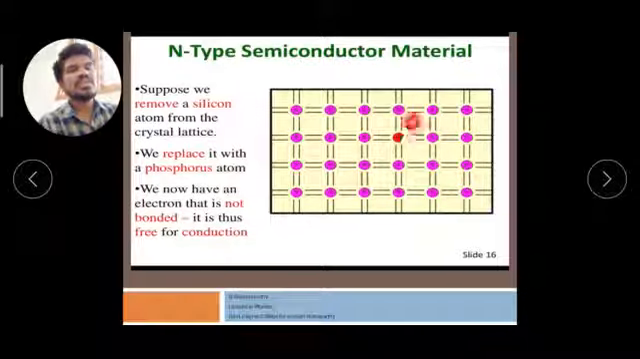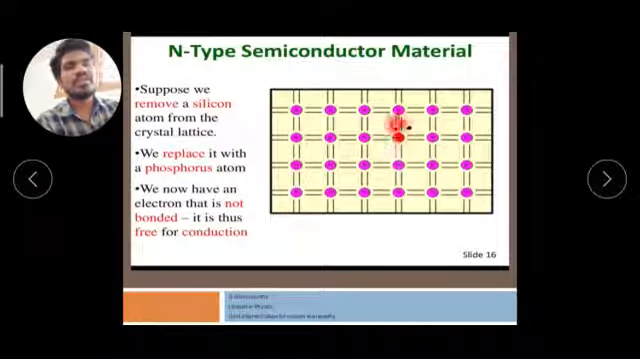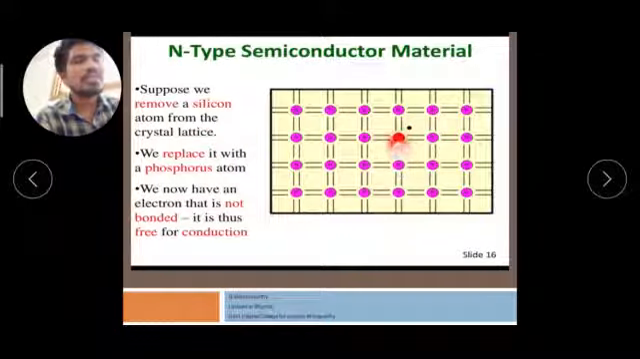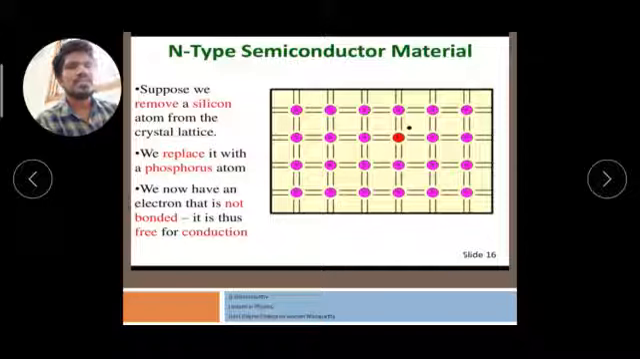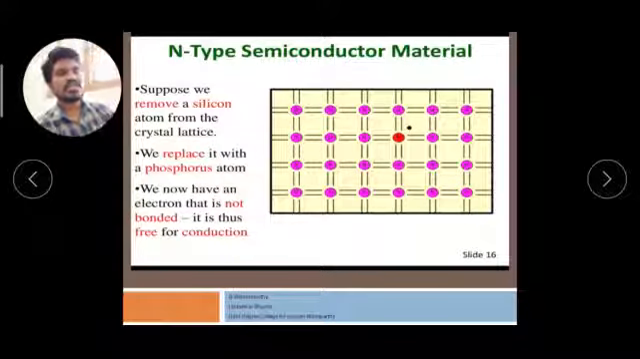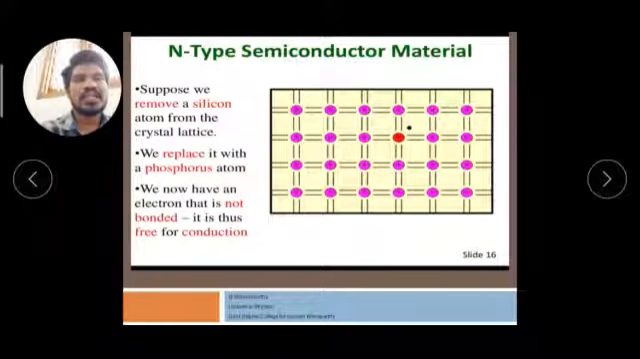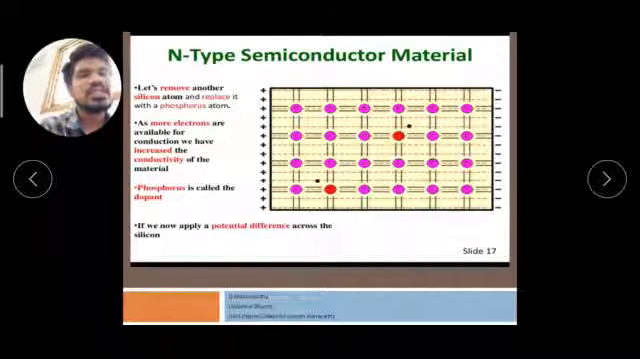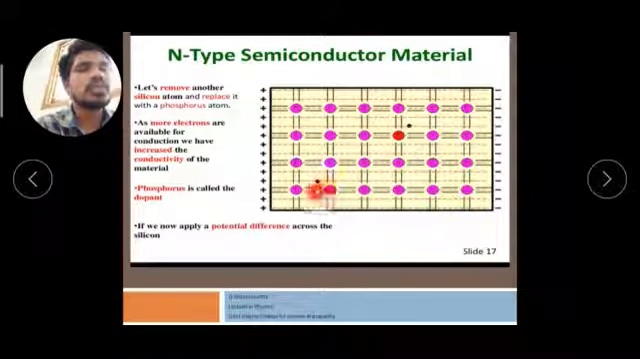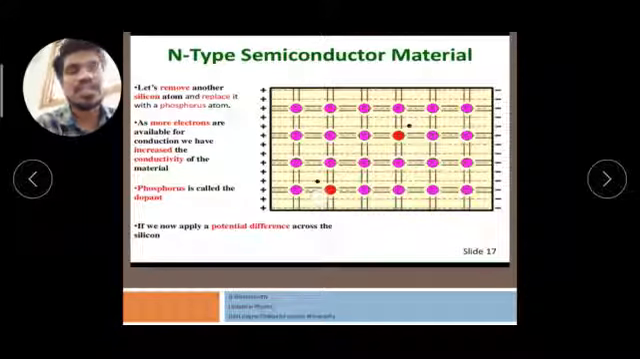Here you see, when we add only one phosphorus atom to the crystal lattice of the silicon, we get one free electron. When we add more phosphorus atoms, we get more free electrons in the crystal lattice of the silicon. Here you see two phosphorus atoms are added in the crystal lattice, then we get two free electrons.